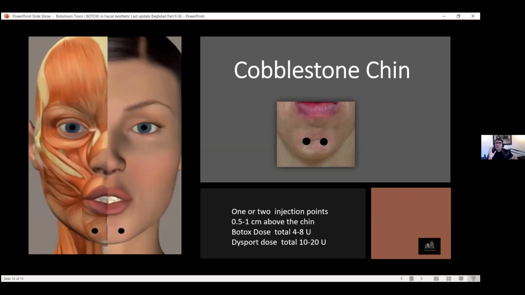With cobblestone, you have to think about the upper lip too, the gummy smile too, because usually the patient uses the muscles of the lower lip to seal the lips here. Because the patient has an elliptic mouth and a gummy smile, so they try to use the muscles of the lower lip to create a lip seal, or oral seal. So please keep that in mind.